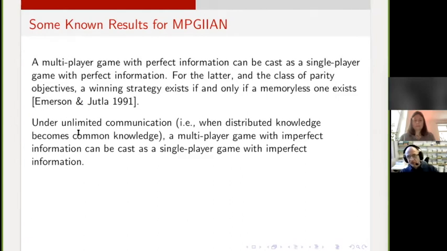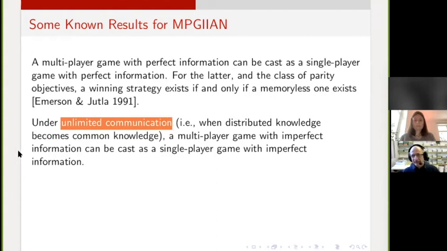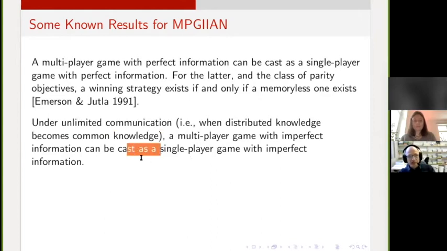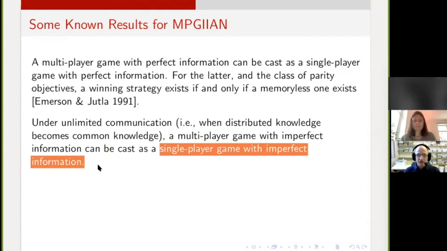Another result is that if we relax our constraint on communication, and we allow the agents to communicate with each other without any limit at any point of time, then they could potentially broadcast to each other at each step what they observe, and then you could collapse this. You can view what they see as one common observation of all the players. You can amalgamate the observations, and then you could view such games as single player games with imperfect information.